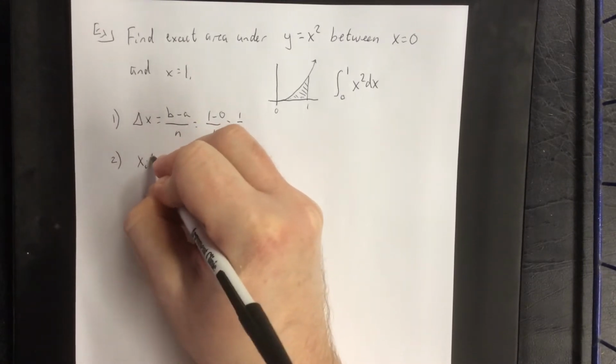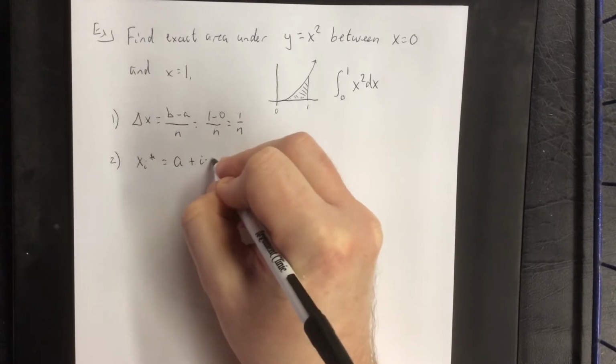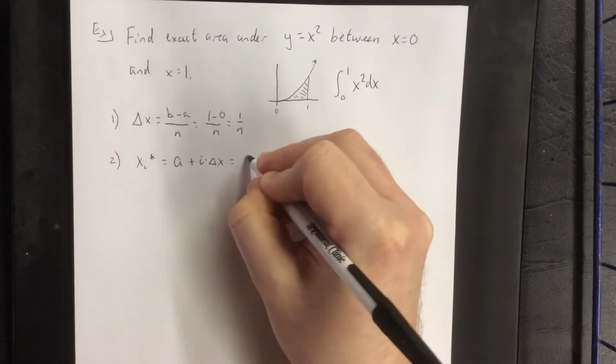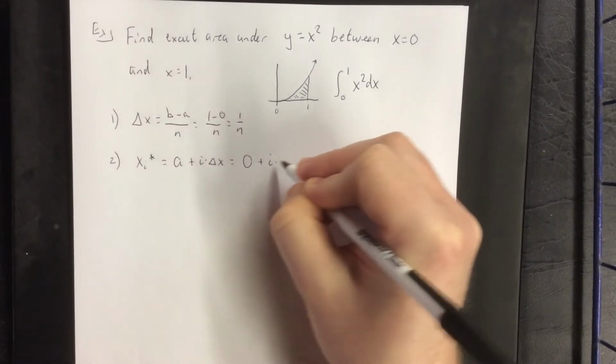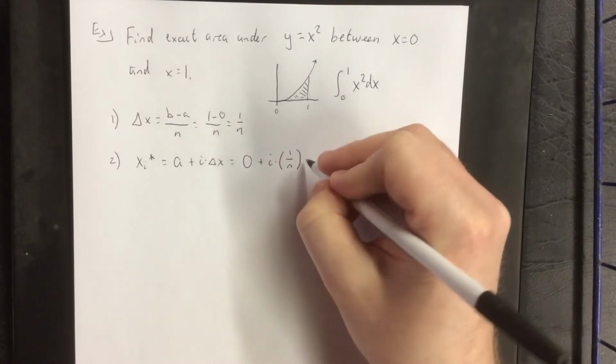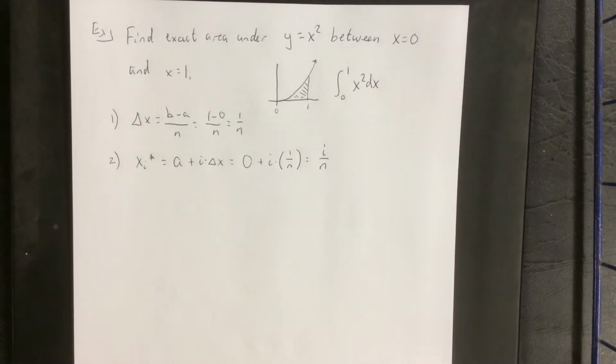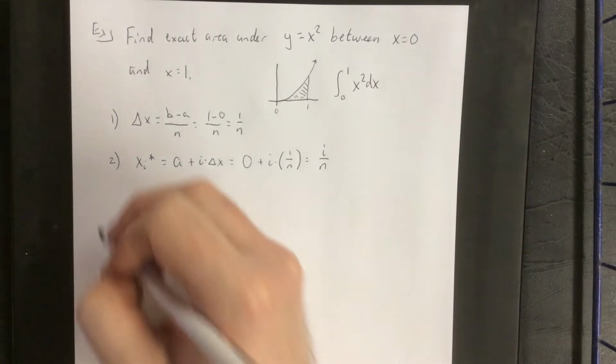Our expression for x sub i star will be a plus i times delta x. a is 0, i is your index, and delta x from the previous step is 1 over n. Simplifying this expression, we get i over n.